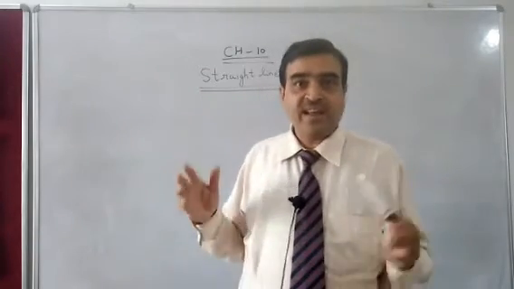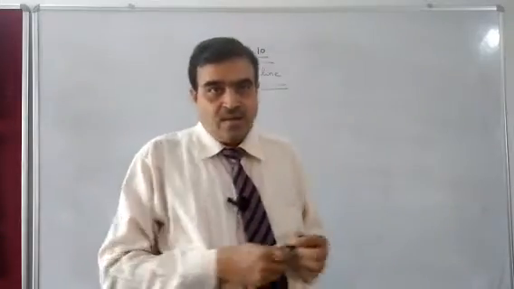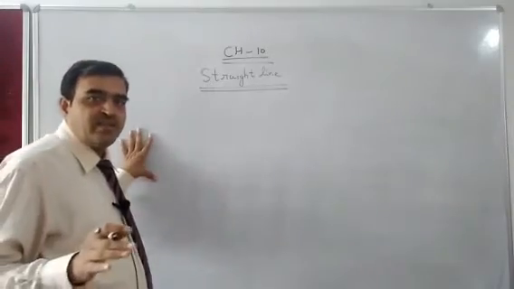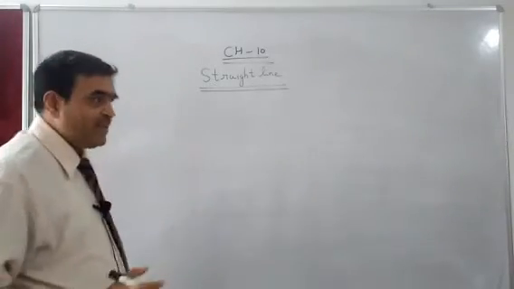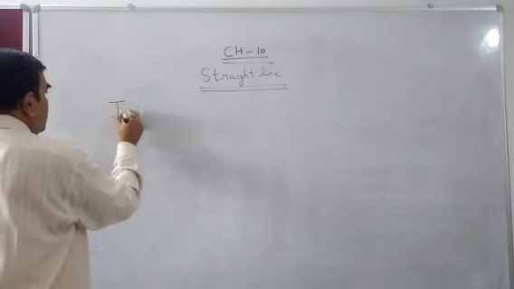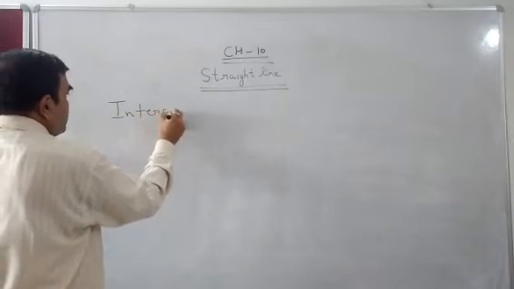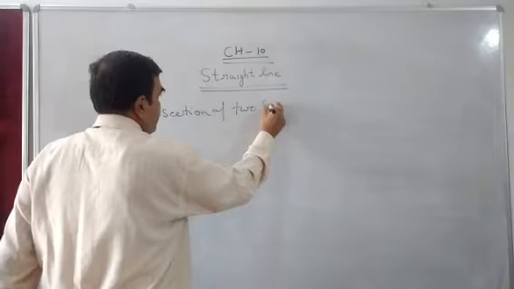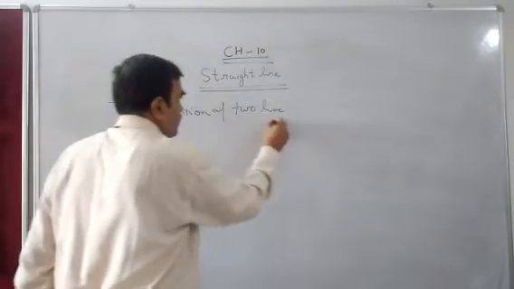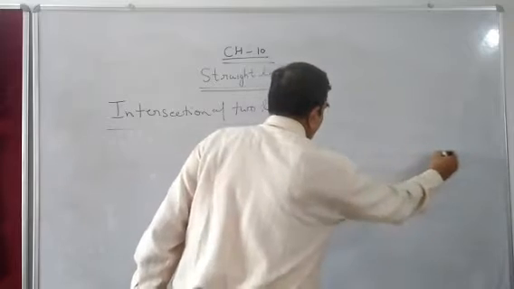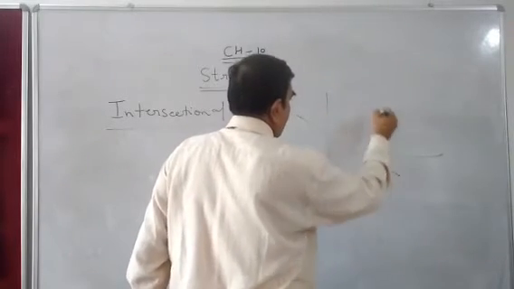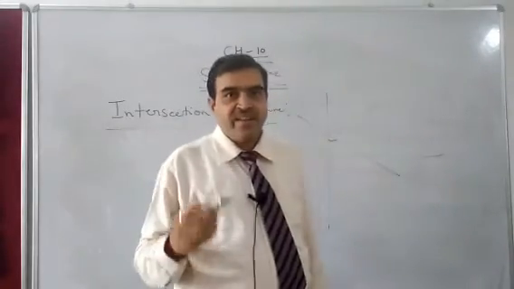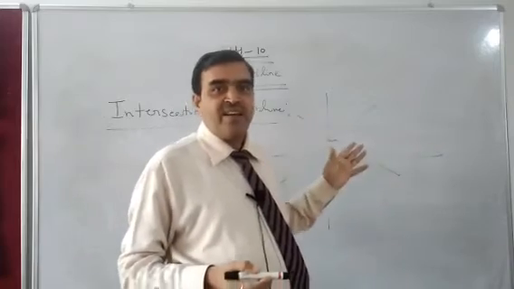In this video we will discuss the last topic of straight line. Today we will discuss the intersection of two lines. Let us consider these two lines intersect at a point P.